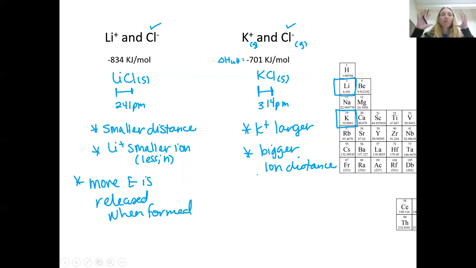Potassium has more shells. So remember, as the atoms get bigger, what happens on the outside of the shell doesn't matter as much. And this has more energy shells compared to lithium. And so because of these things, less energy is released when potassium chloride is formed.